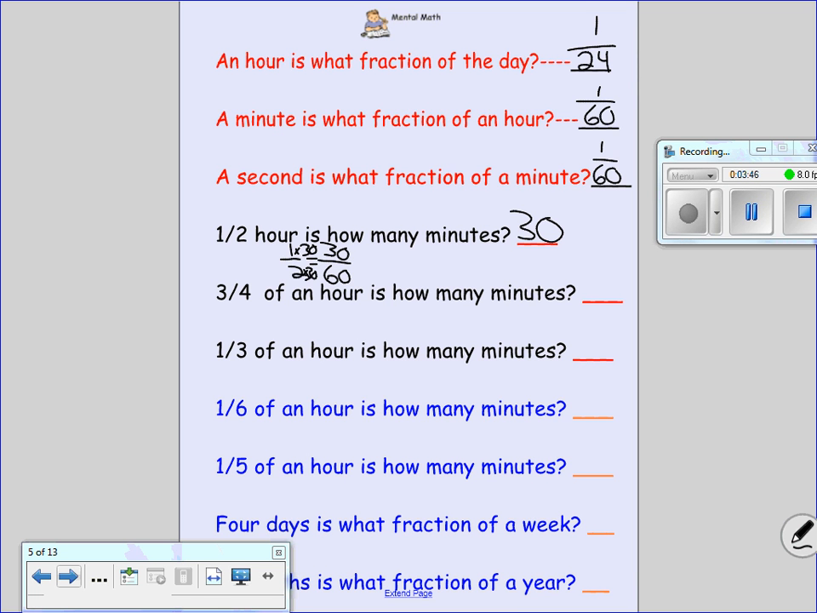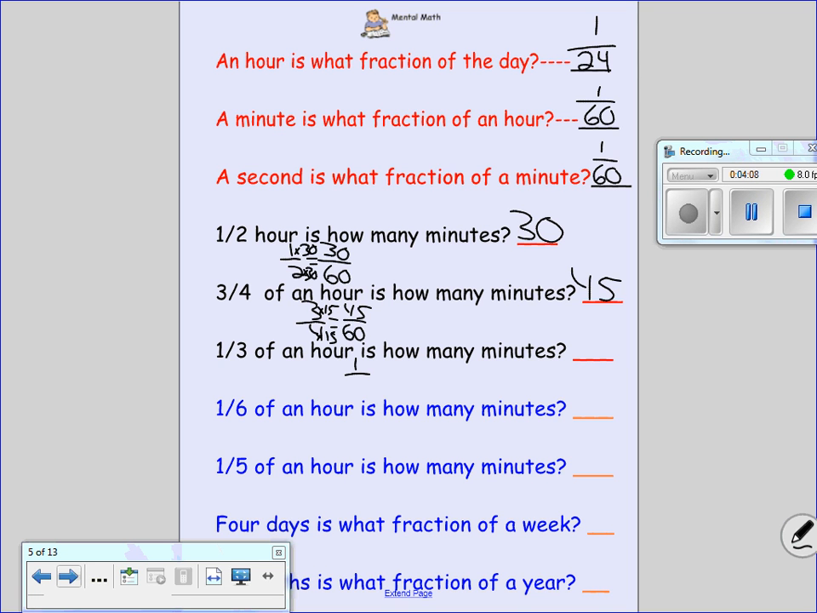3/4 of an hour is how many minutes? Well, I have 3/4, right? We're dealing with 1 hour, which is 60 minutes. So 60 is my denominator again. 4 times 15 equals 60. 3 times 15 equals 45. 45 is my answer. 1/3 of an hour is how many minutes?